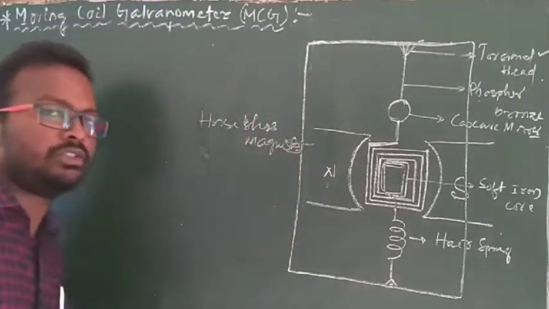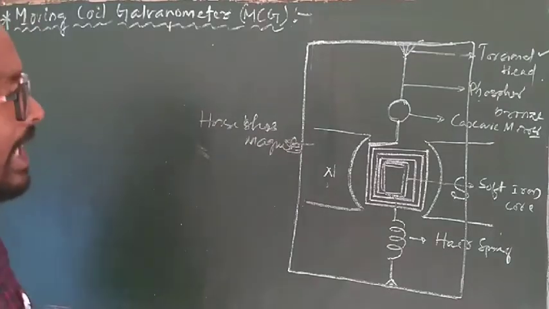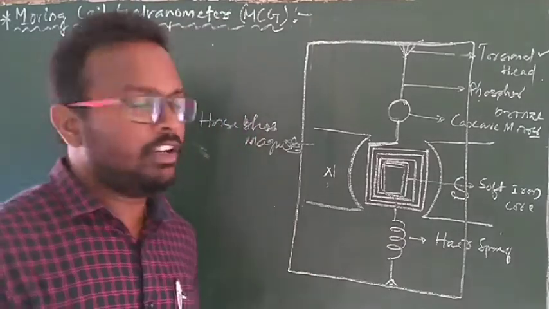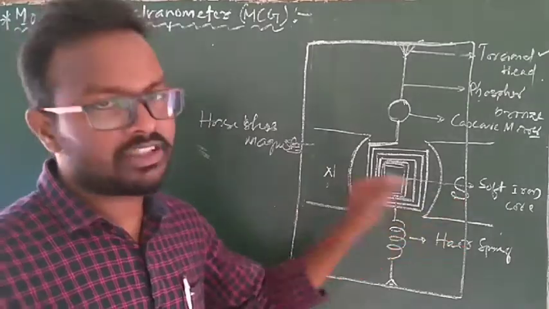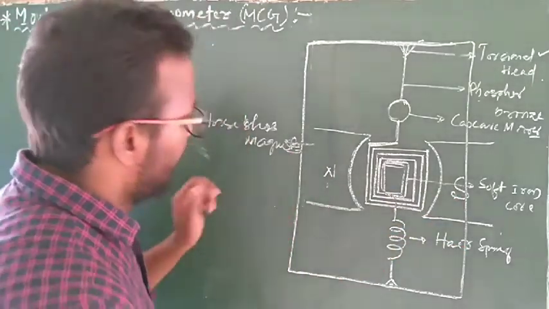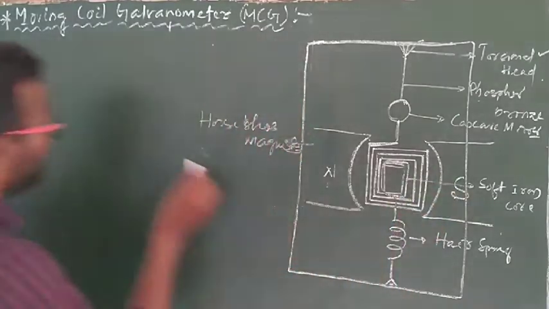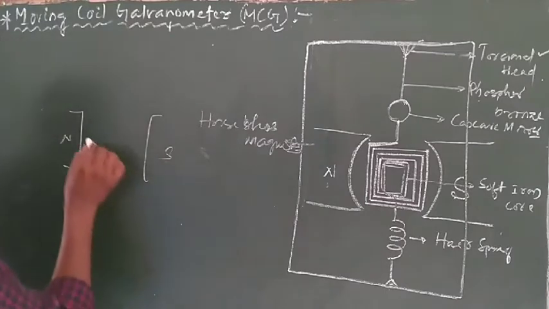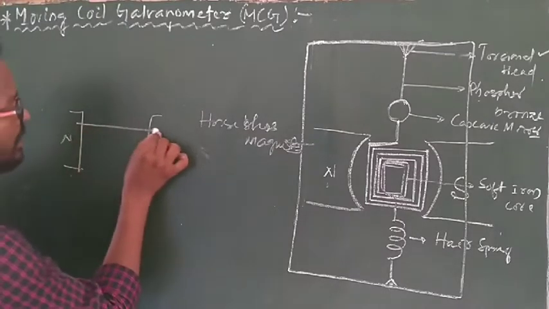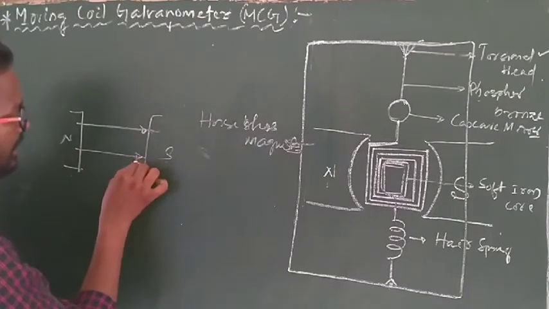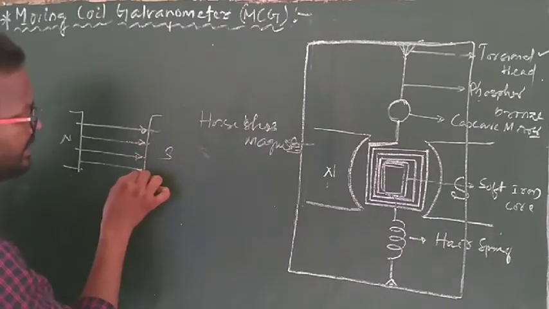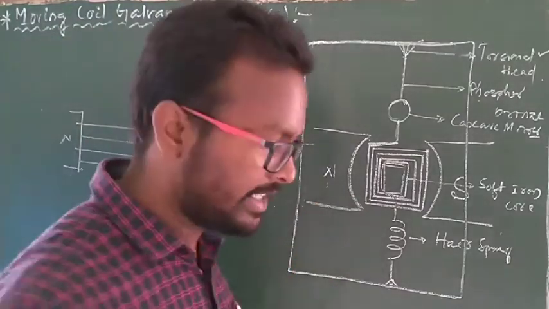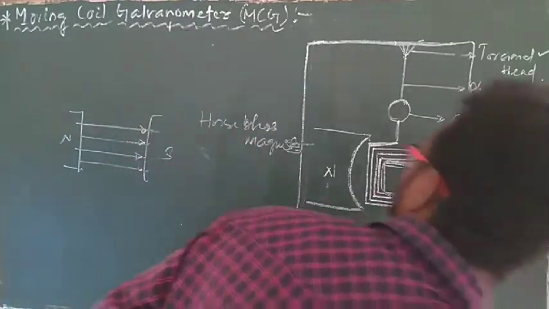Why do we use a horseshoe magnet? For the moving coil galvanometer, we will discuss that later. We know the magnetic field lines always start from the north pole and terminate on the south pole, and this is the direction of the magnetic field. Suppose we have a magnet like this, with a north pole and a south pole. All the magnetic lines start from the north pole and terminate on the south pole. This is the graphical representation of magnetic field lines. Clear? Okay, but here we deal with a horseshoe or circular type magnet.